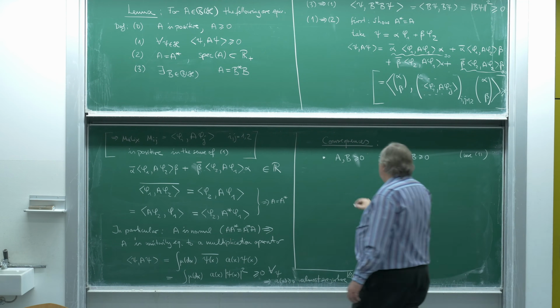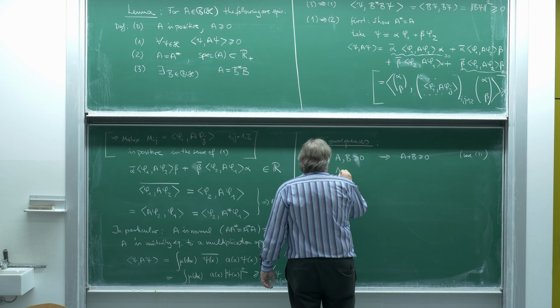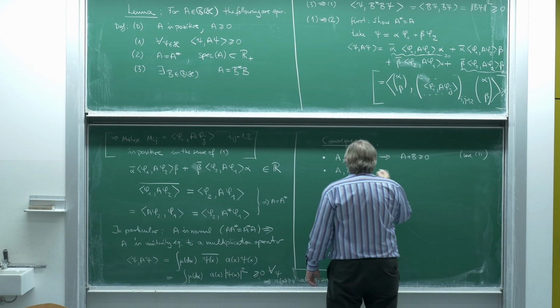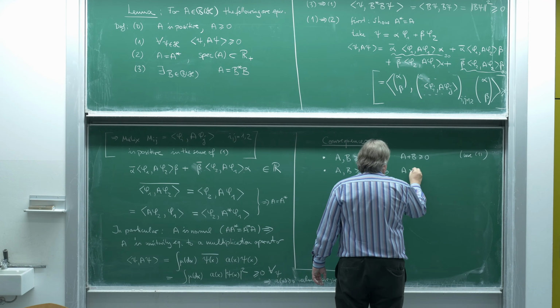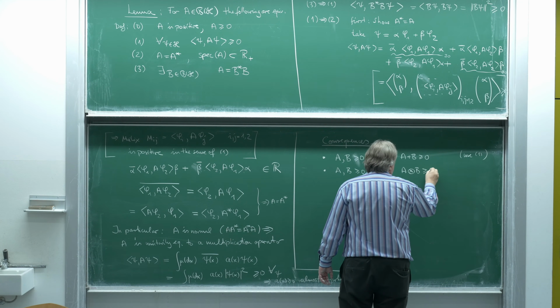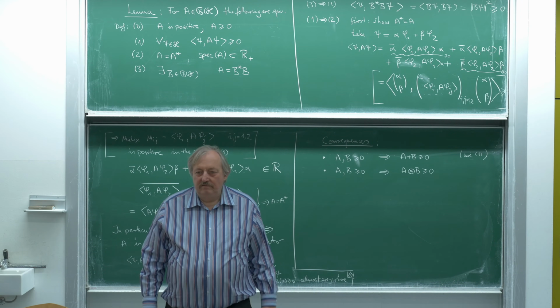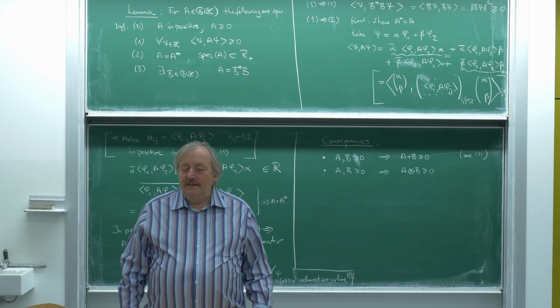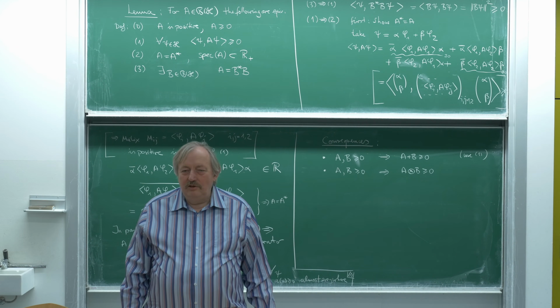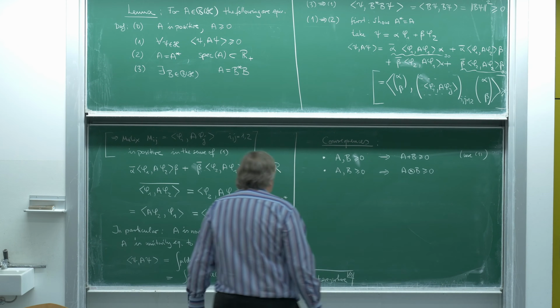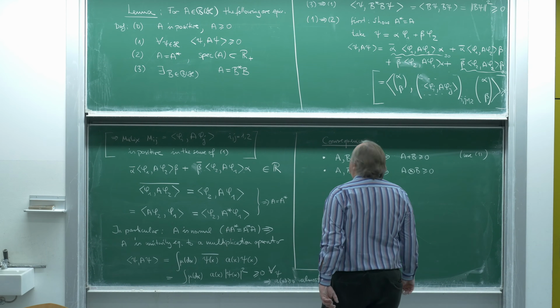So let us prove that if A and B are positive, and they now could be in different spaces, then A tensor B is positive. Take definition 1, for example. Then it's a nightmare. You don't really see what's going on. So take definition 3.